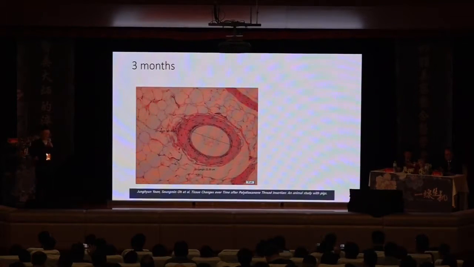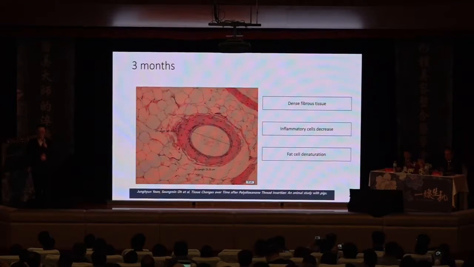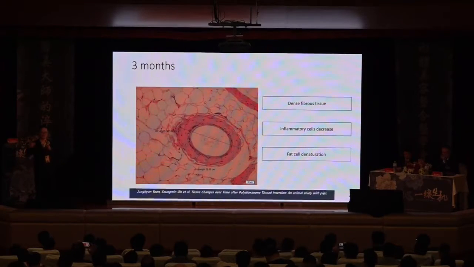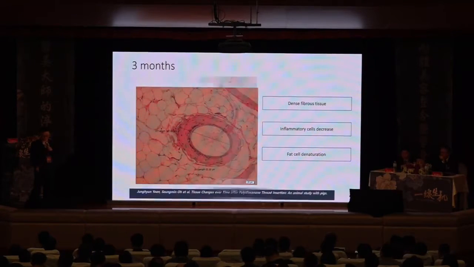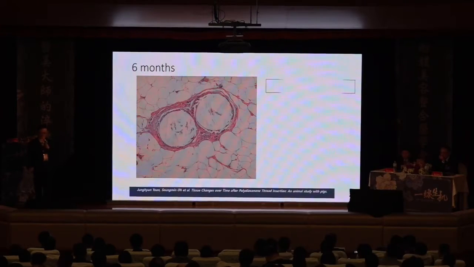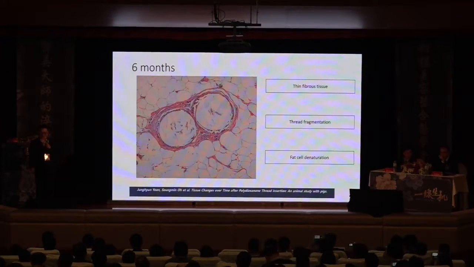And at 3 months, inflammation subsides. And dense fibrous tissue. We know that by our experience. When I insert the thread, at the 3 months, very tight, very good. At the time, all of the edema and inflammation subside, but I don't know, at 3 months the result is very good. Because at 6 months, fibrous capsule thinned and thread fragmentation.